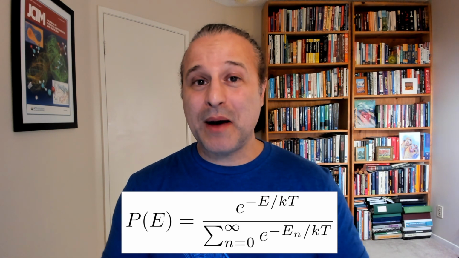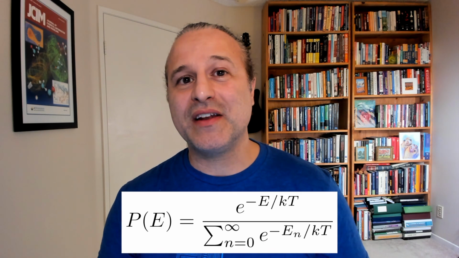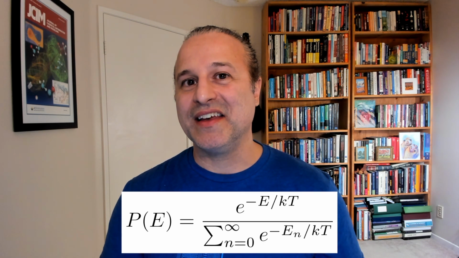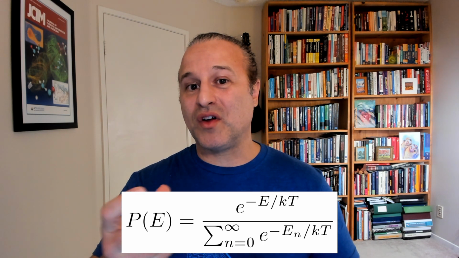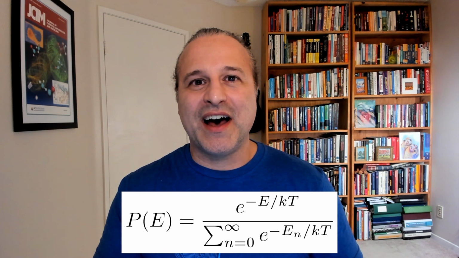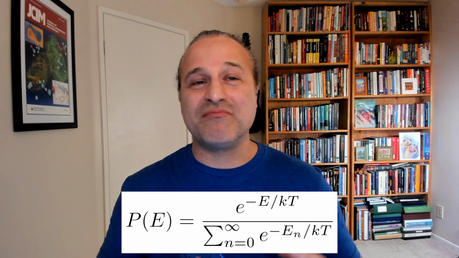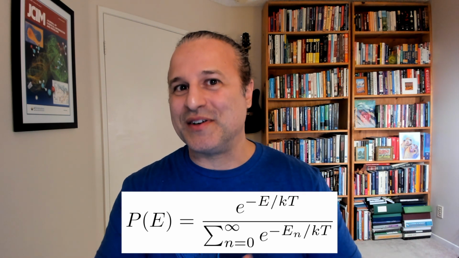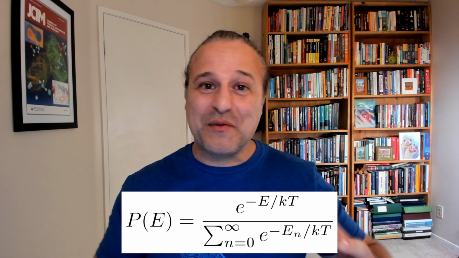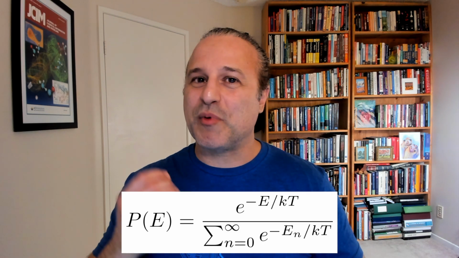So without that denominator there, we could say that the probability of E is proportional to e to the minus E over kT. Basically, the larger that number is, if you calculate that exponential for a given energy, that'll tell you relatively, it'll be proportional. So if you do it for two different energies, if one's bigger than the other, then that's the more probable one. So it's proportional to that.